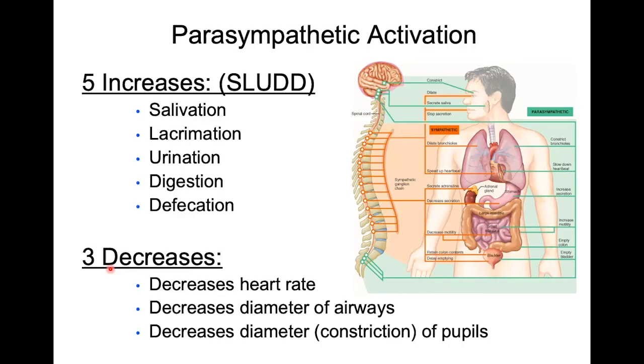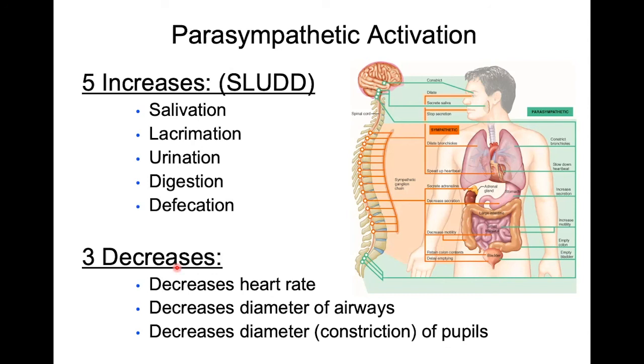Now, in order to help you remember some of the various ways in which these effectors are going to be regulated, I've created a list of your 5 increases and your 3 decreases that are going to occur under parasympathetic activation. And so if these functions are going to increase under parasympathetic activation, what do you think is going to happen to these 5 under sympathetic activation? They're going to be the opposite. They're going to decrease, okay? So if you remember the 5 increases and the 3 decreases under parasympathetic activation, you can just flip it for sympathetic activation, which will help you remember in both cases what's happening here.